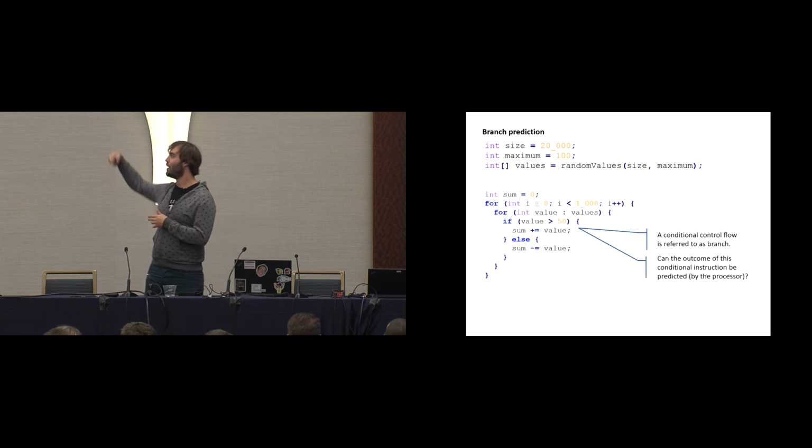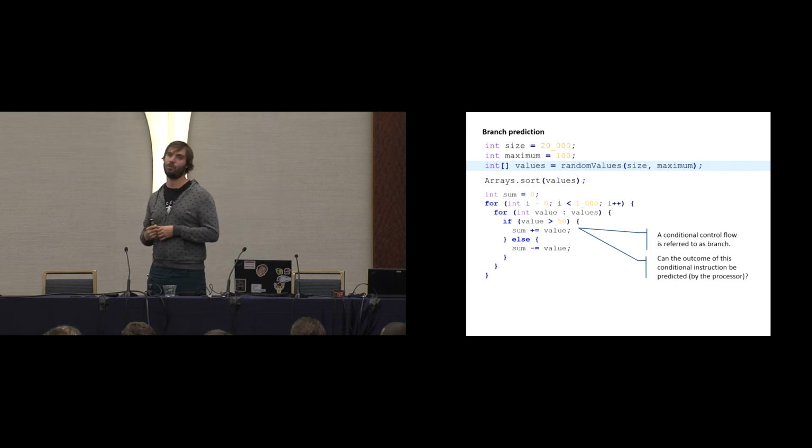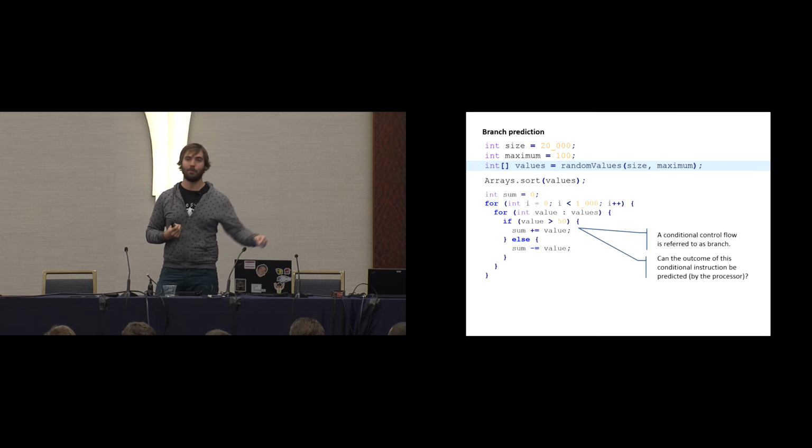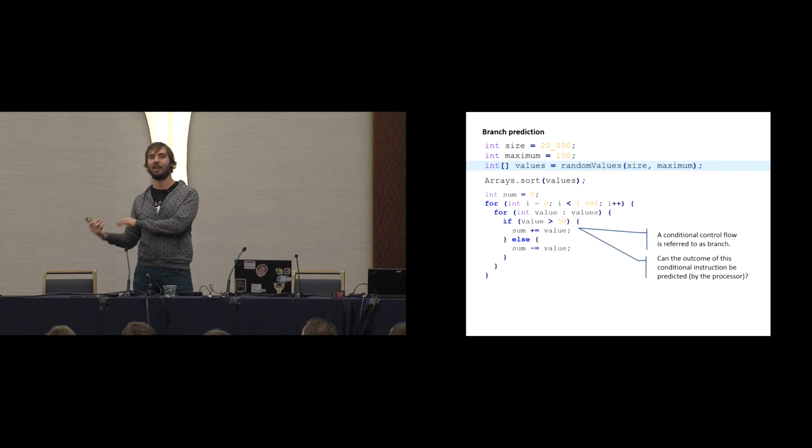So in order to improve the performance of this program, we can sort the array. And despite us doing additional work, this program will run faster. The idea is that if we know that the array is sorted, we will probably just add a number for the first 500 values on average, and then we will jump to subtracting a number for the next 500 values.